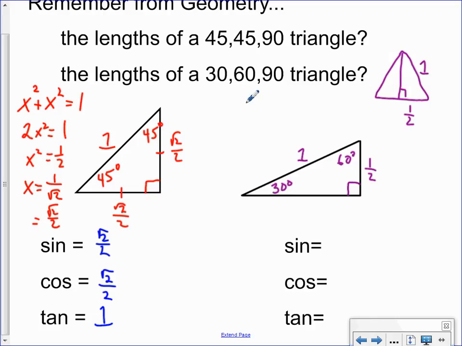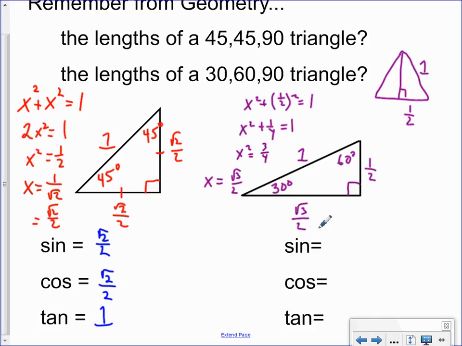So x squared plus 1/2 squared is equal to 1. So x squared plus a 4th is equal to 1. Take away 1/4, x squared is equal to 3/4. When you square root both sides, x is equal to root 3 over 2. So this part right here is root 3 over 2.